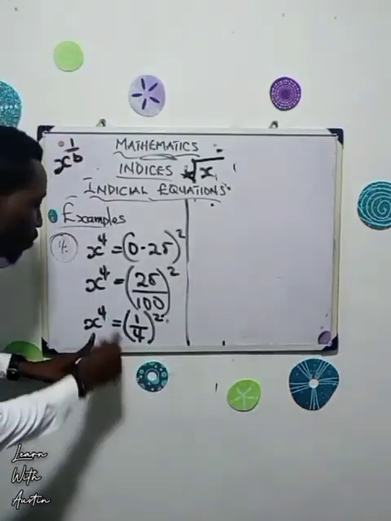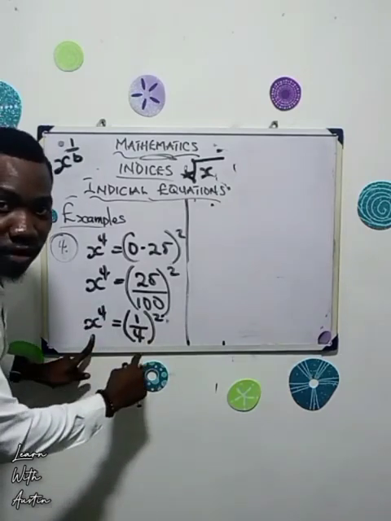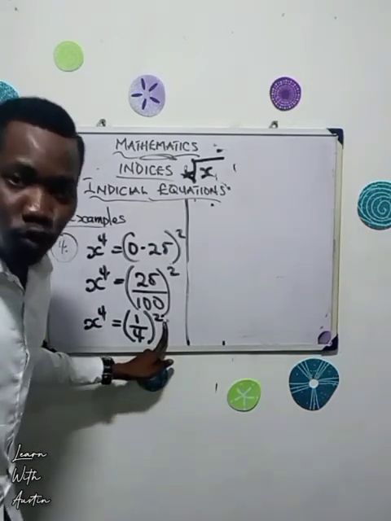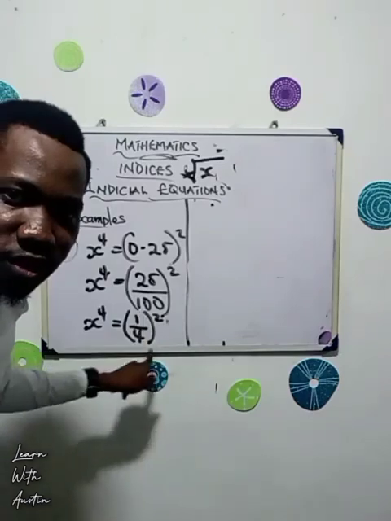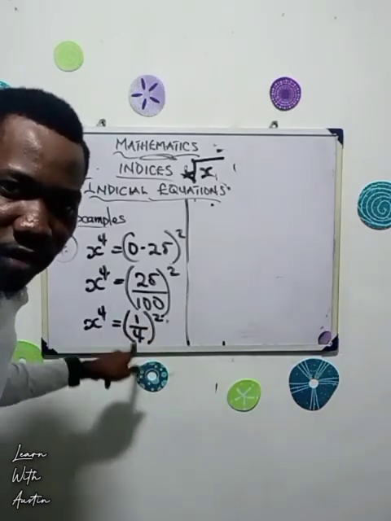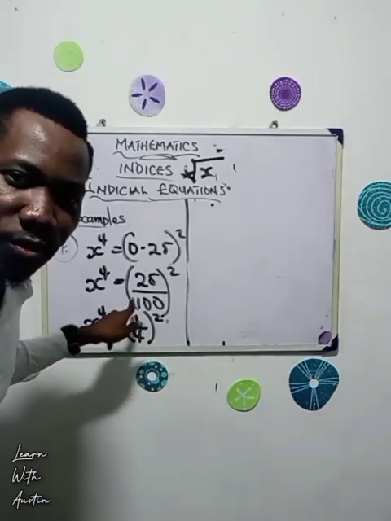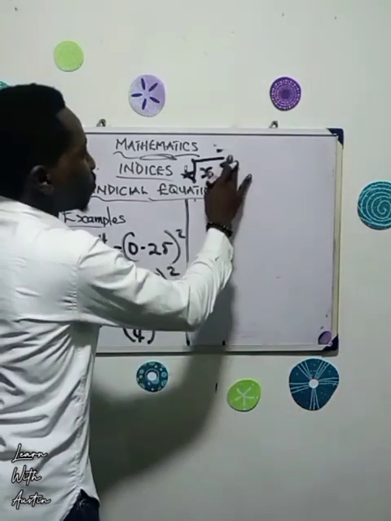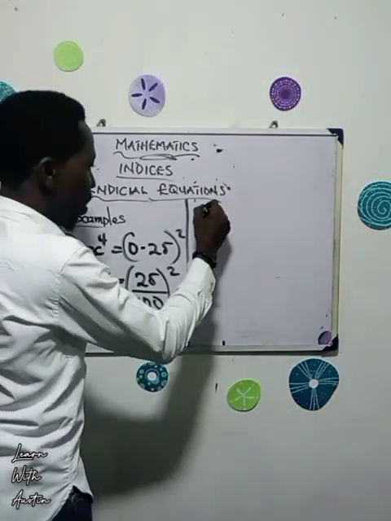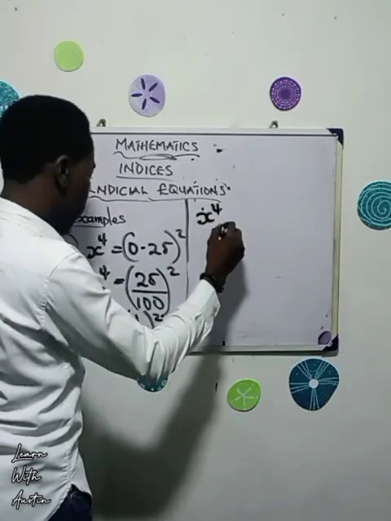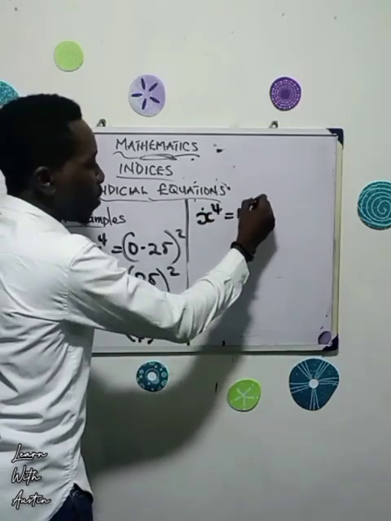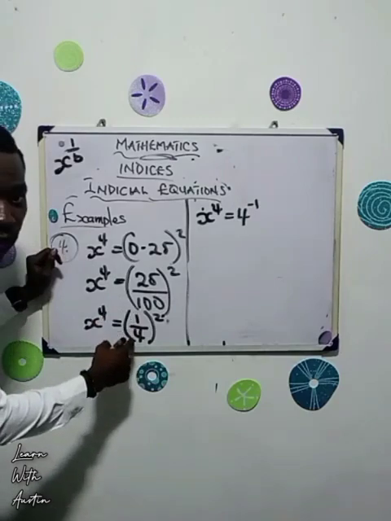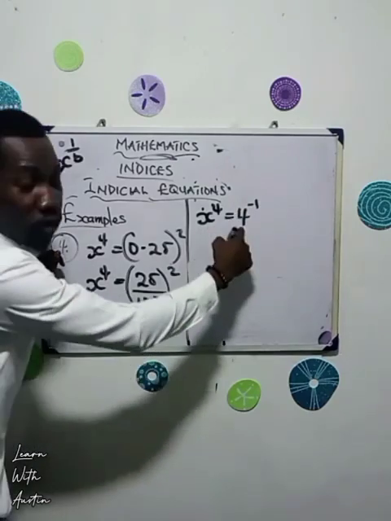So you have x raised to the power of 4 equals 1 over 4 raised to the power of 2, right? Now let's change this 1 over 4. 1 over 4 is written as 4 raised to the power of minus 1. And so that's going to give us x raised to the power of 4 equals 4 raised to the power of minus 1. That's 1 over 4.